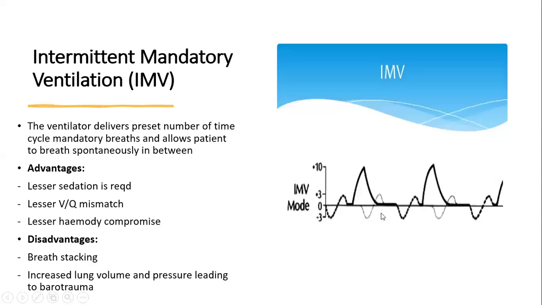All right, so in between the patient's spontaneous breaths, this broken line, the ventilator delivers a breath. But the problem here is that it's not synchronized. Look at it here. This one is not synchronized. So this is the problem with intermittent mandatory ventilation.